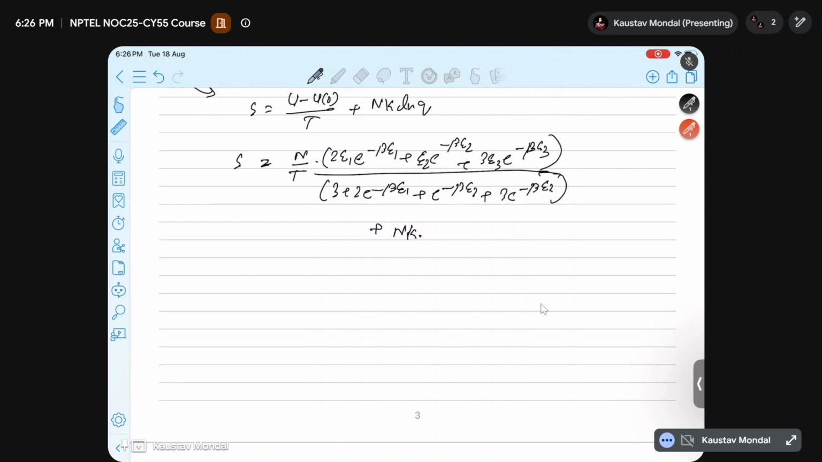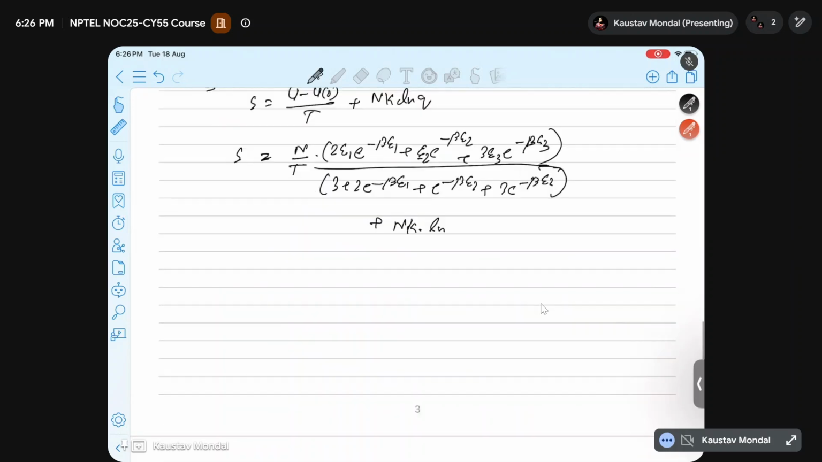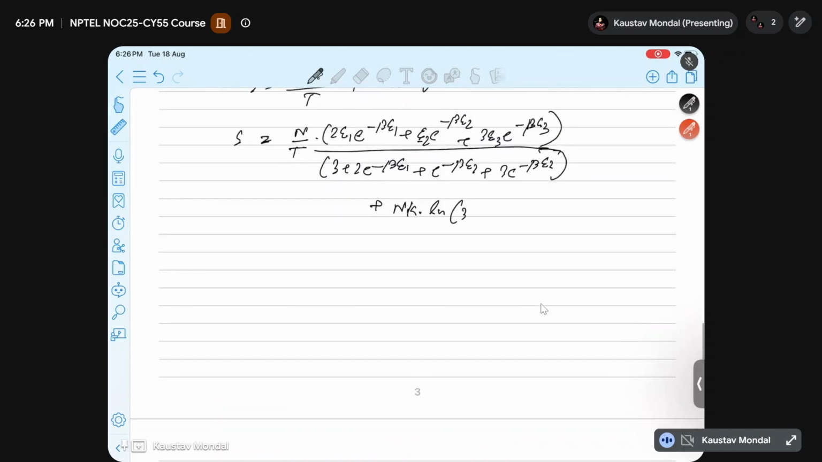So ln Q, yeah, ln Q is also there. Ln Q is this thing: ln Q is ln of 3 plus 2 by beta U1 plus beta U2 plus beta U3. This is the expression of the entropy part. Okay.